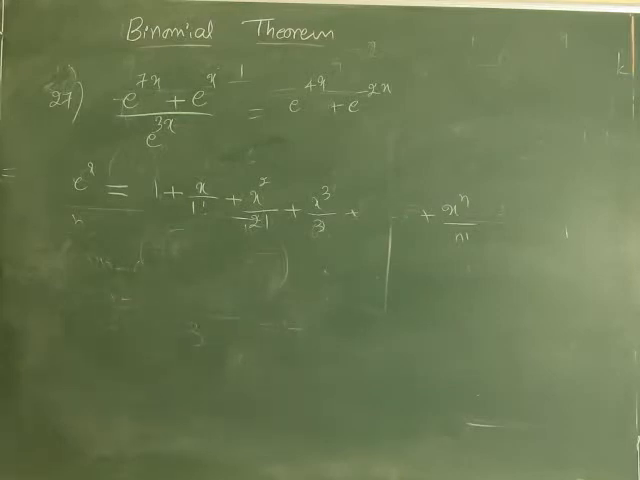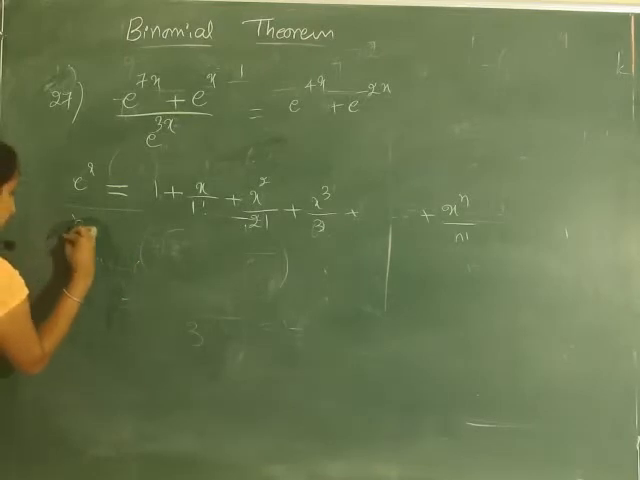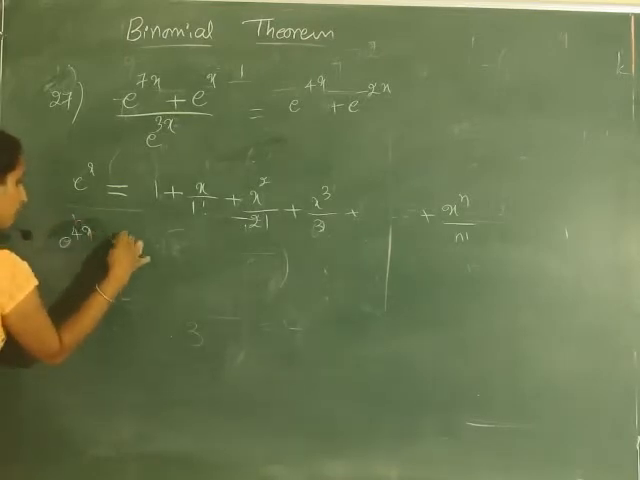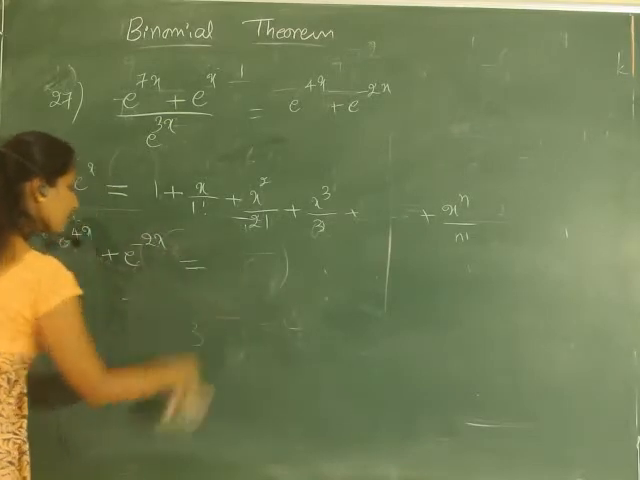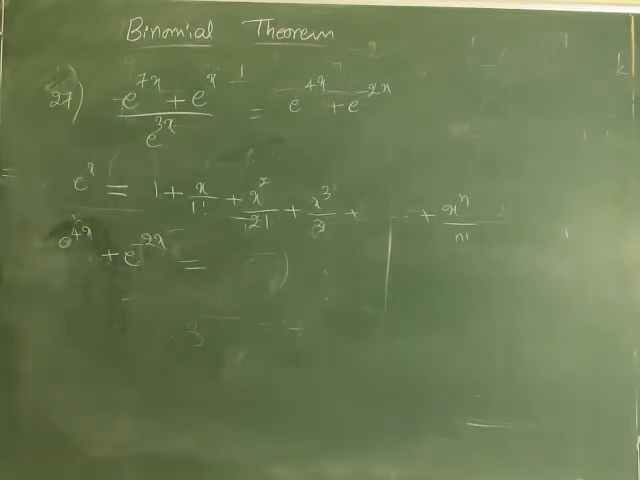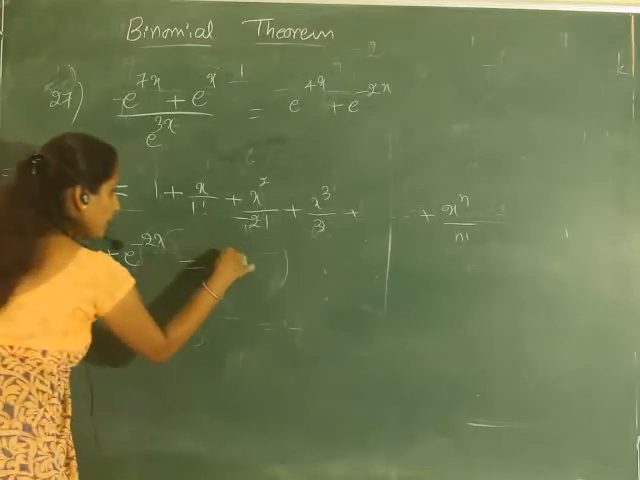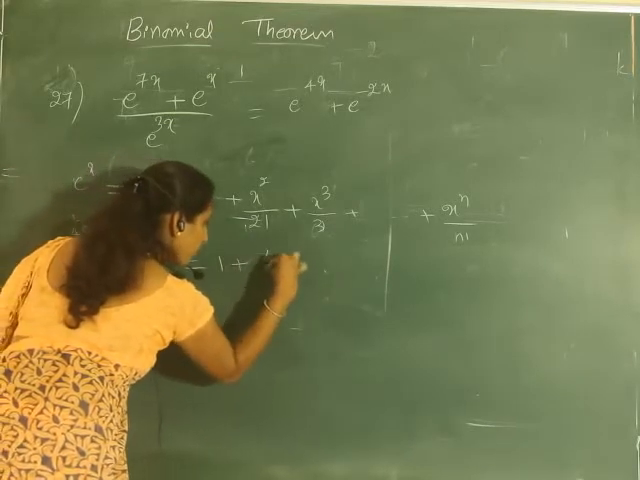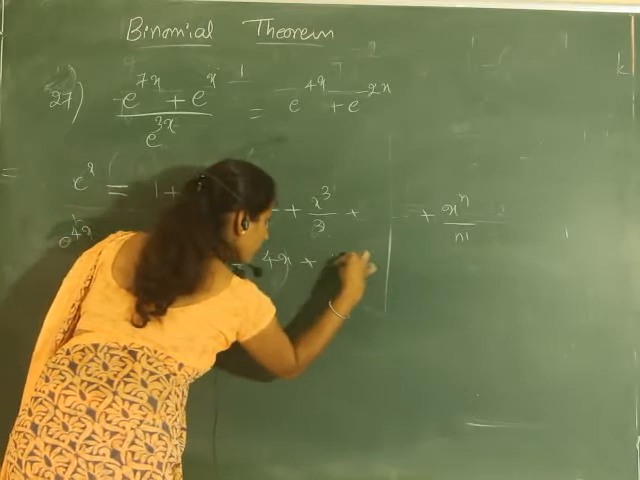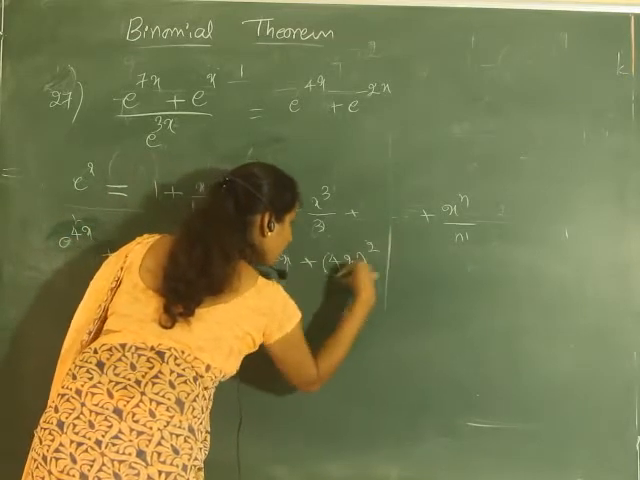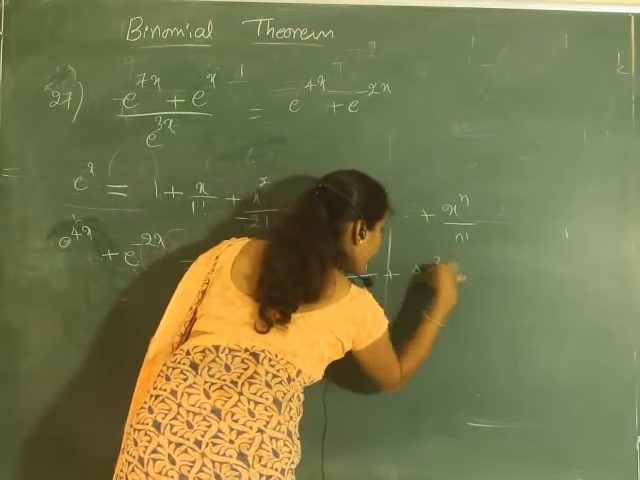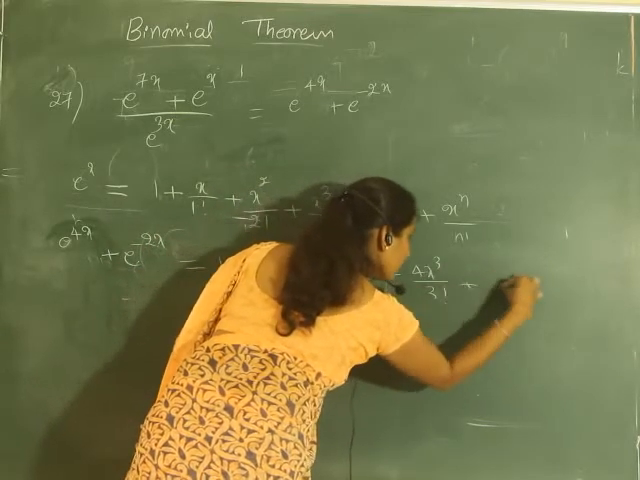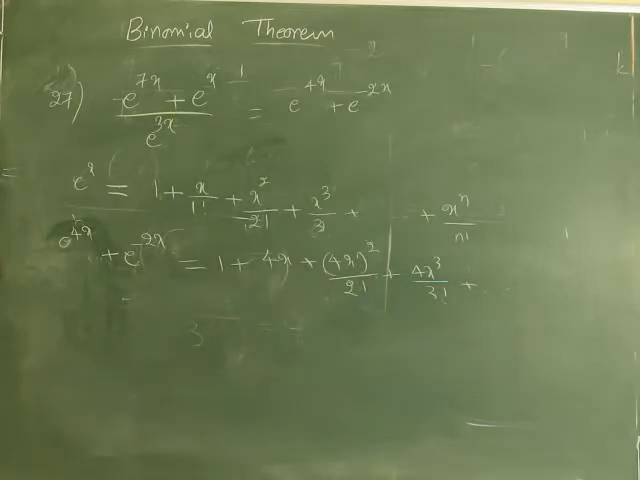Now what is e power 4x? So e power 4x will be 1 plus 4x plus (4x) square by 2 factorial plus (4x) cube by 3 factorial and so on.